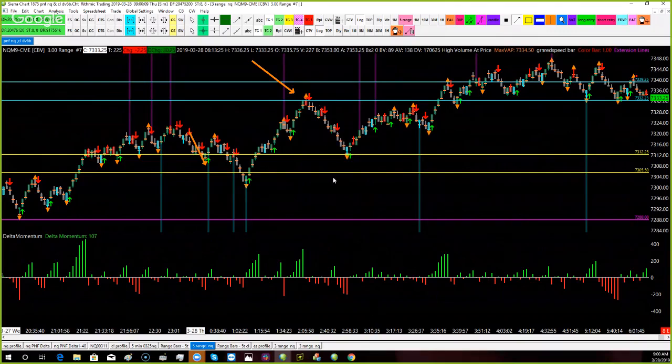Gets into support. Where do we go? Right back to resistance. Why? Because the underlying concept is that markets travel from anomaly to anomaly. It's what they like to do.